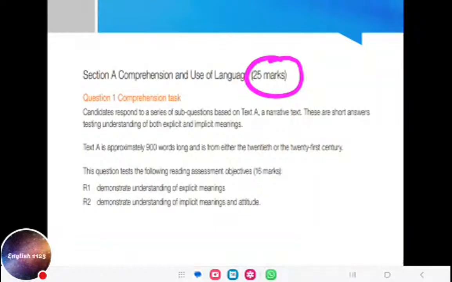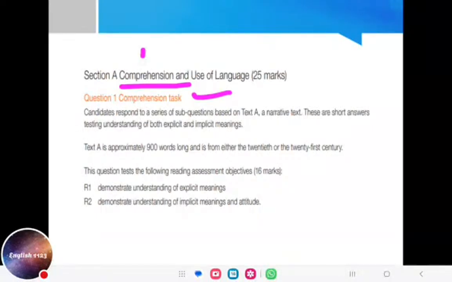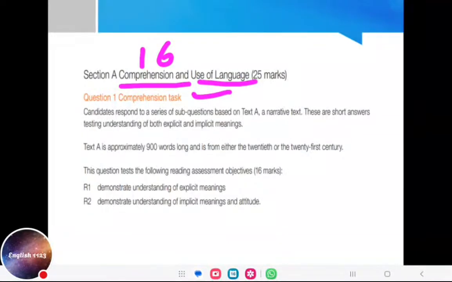Now in comprehension and use of language task, we have two different tasks. One task is known as comprehension task, as you can see here. Comprehension task has 16 marks. The second task is use of English task, that has 9 marks. That makes it 25. So question number 1 is comprehension task, and what do we expect the students to do?